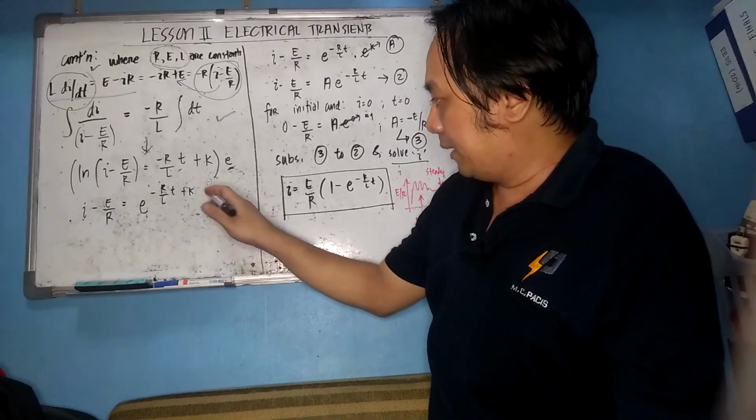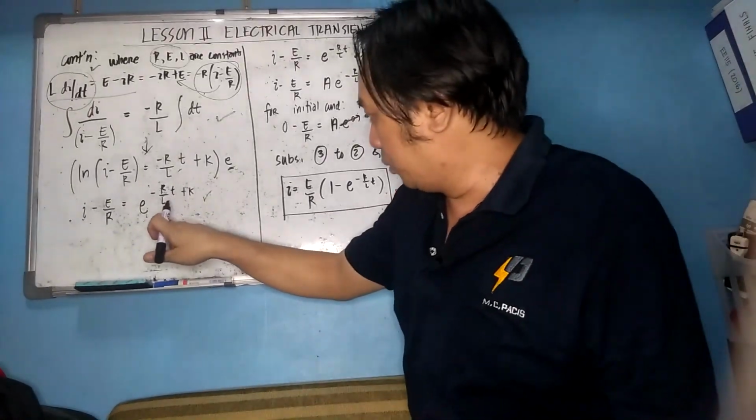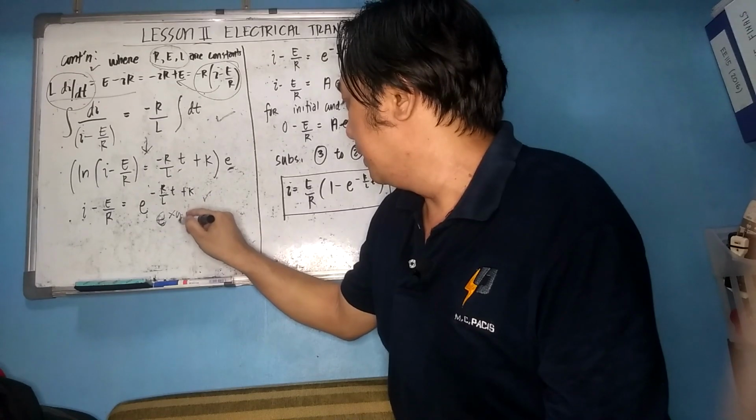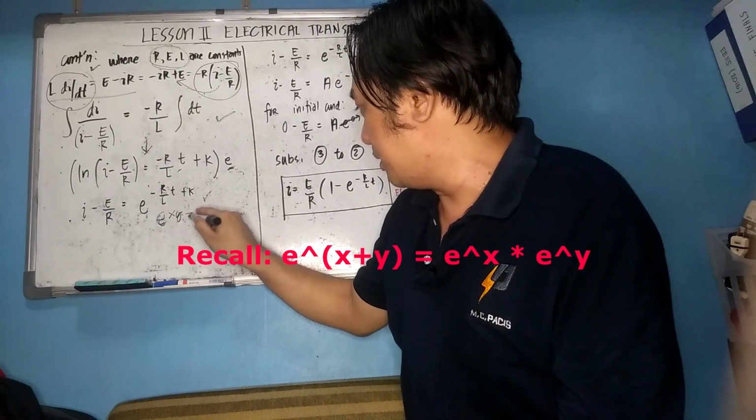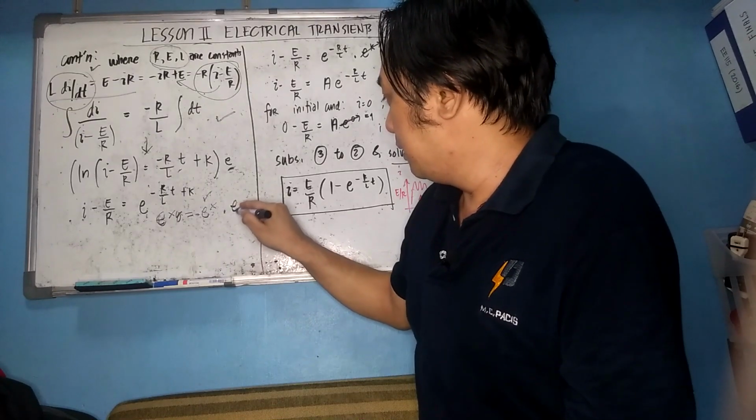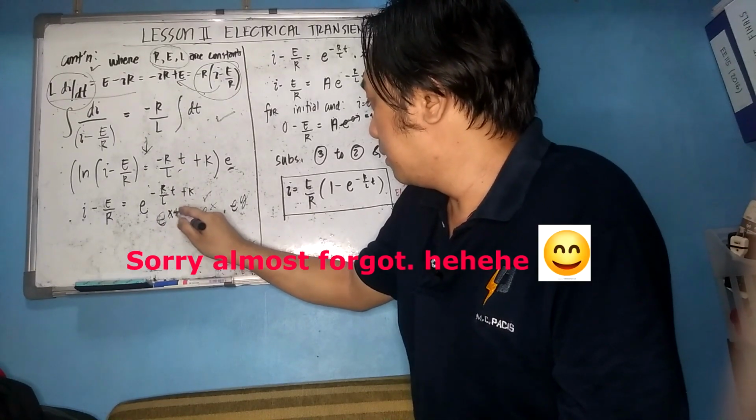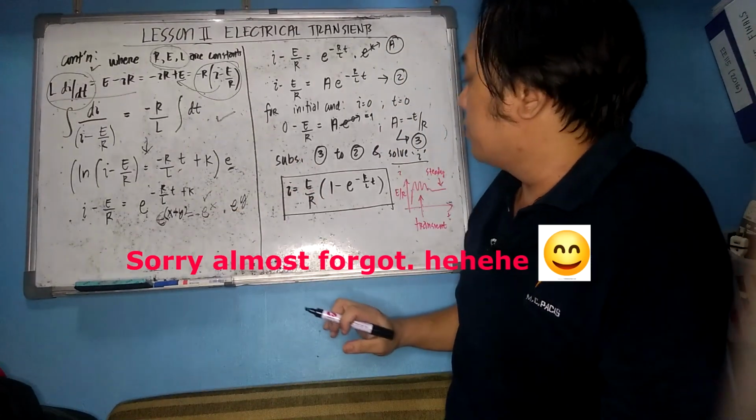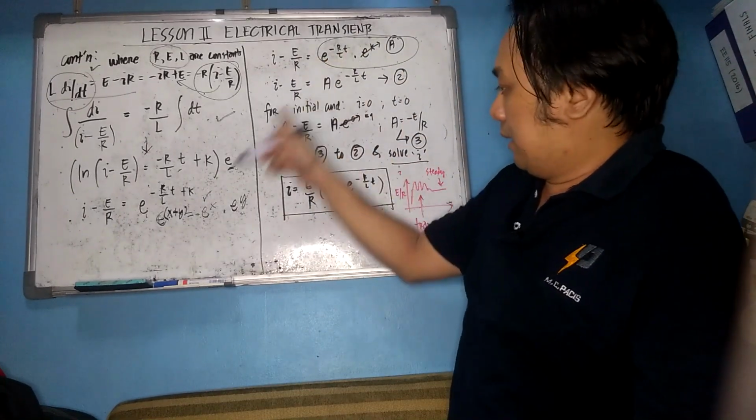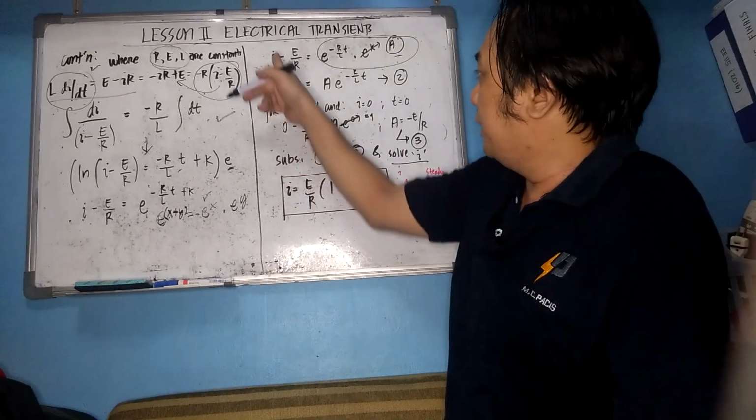Now, how can we simplify this further? We need to have the identity of this. So, if you can still recall, the identity of E raised to x plus y is simply E to the x times E to the y. So, that identity here will become like this. So, e to the k, I could say that is constant A, and then I minus E all over R.